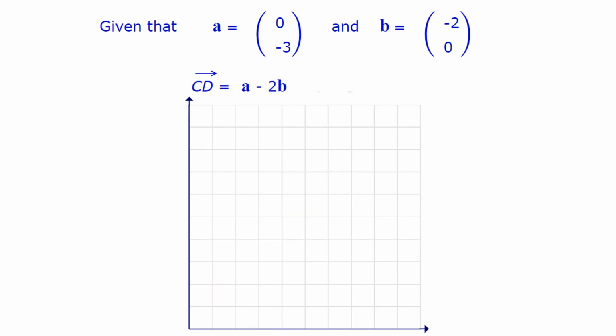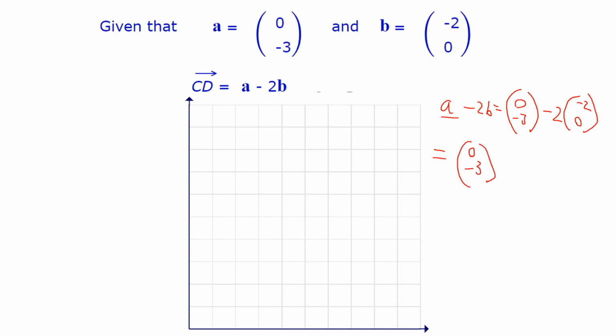What about something like this though? For this example, we're told that, again, A and B are what they are, but C to D is A minus 2B. Well, it's the same as it's always been. A minus 2B is the same as (0, -3) minus 2 times (-2, 0). And then it's what we've already known. So this is (0, -3).